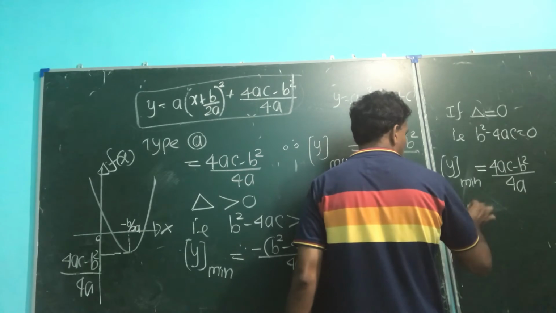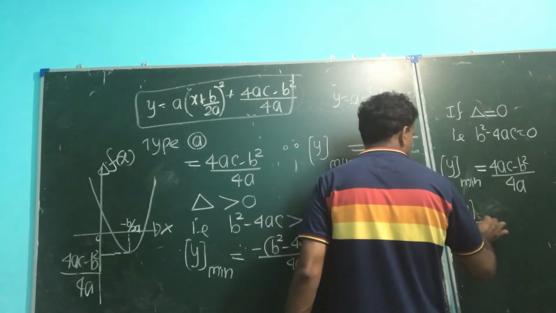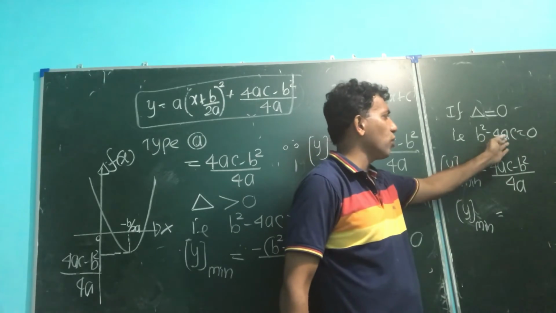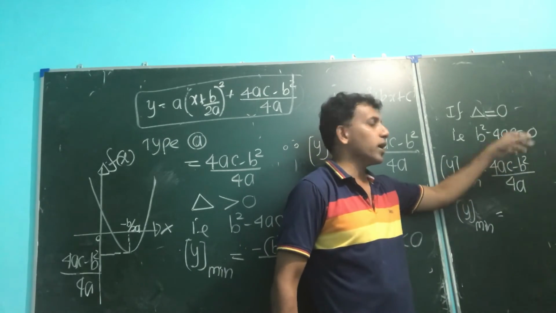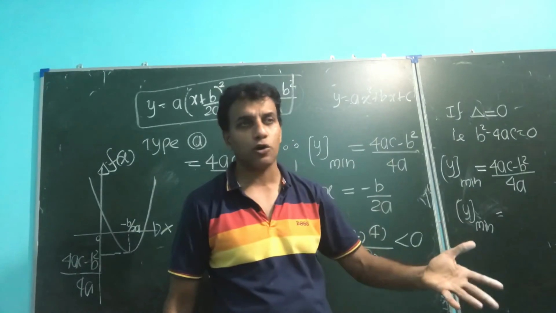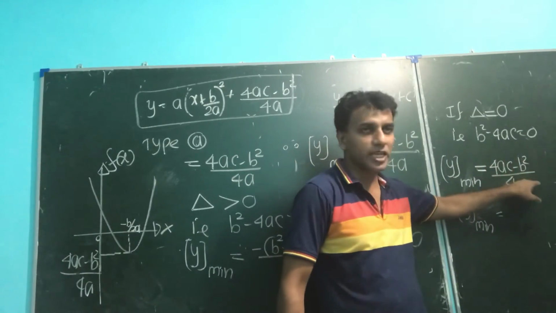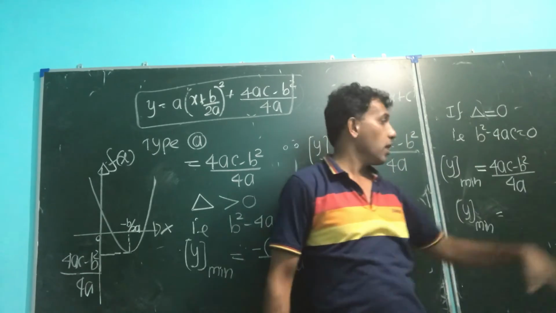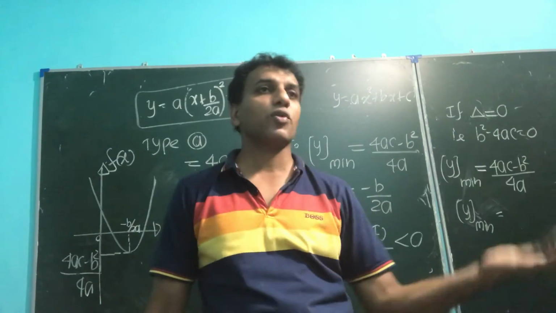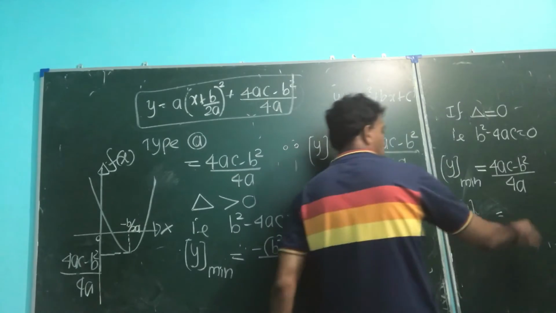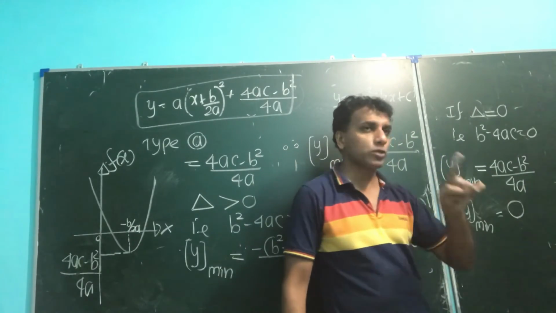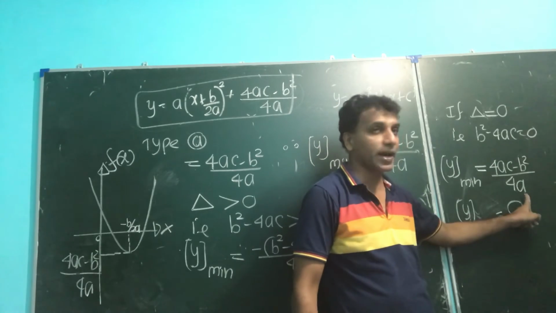What happened? Check with you. Y minimum, what happened? See, b square minus 4ac is 0. That means 4ac minus b square also is 0. If you take it to the other side, 4ac minus b square also 0, right? Therefore 0. Below there's a number. A is a positive number here. A is positive, greater than 0.